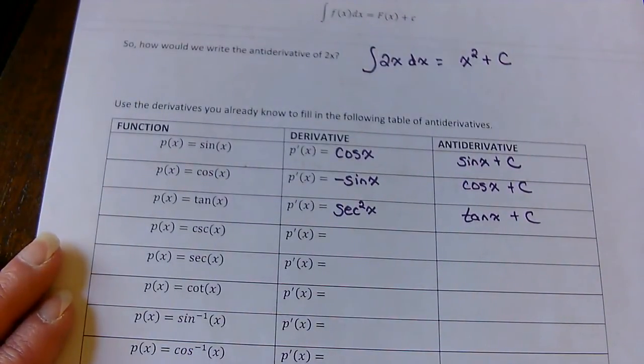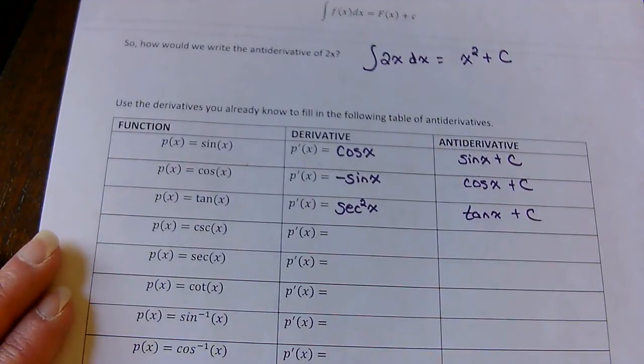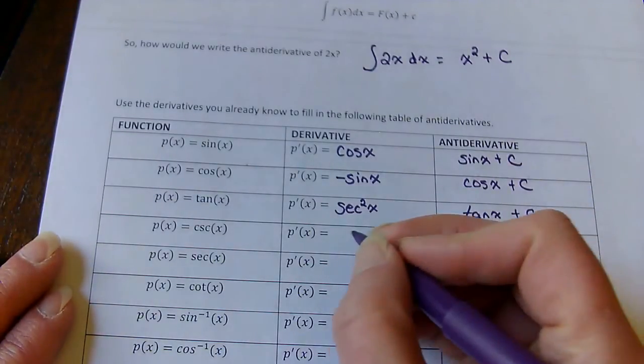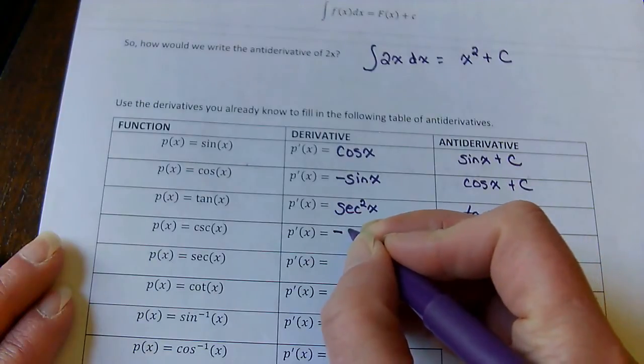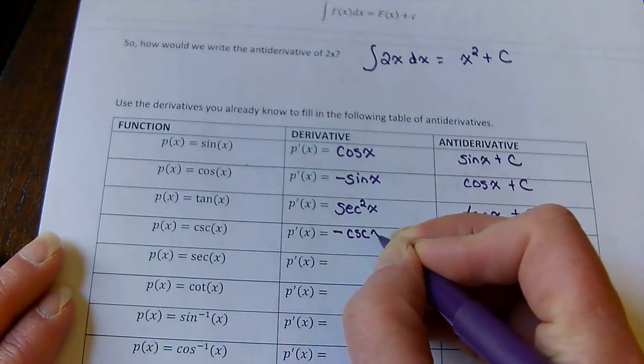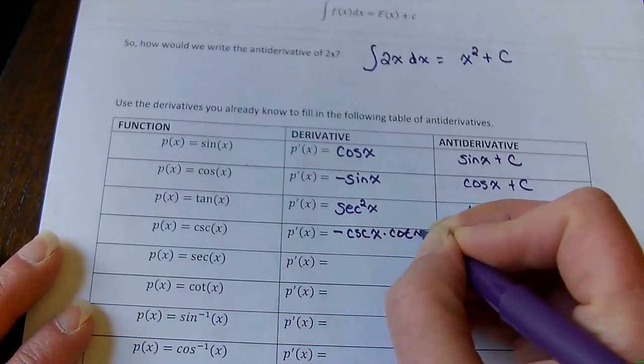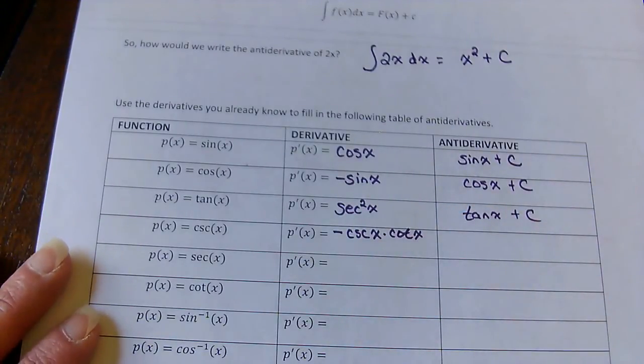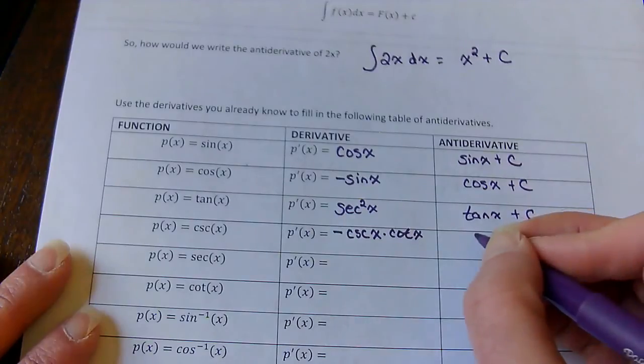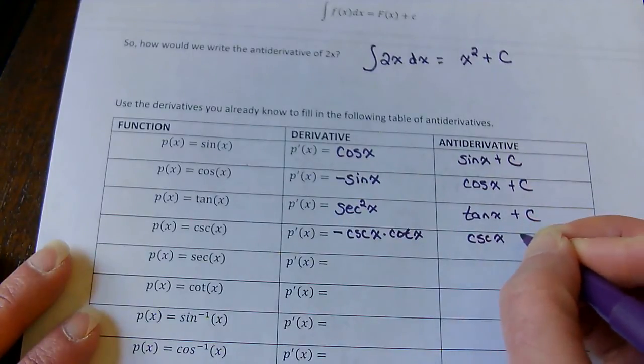Now, you've already taken notes on these before. And remember, if you ever forget what these are, cosecant is 1 over sine. You could then use quotient rule. The derivative of cosecant is negative cosecant x cotangent x. So if I was ever given that, I know that's cosecant x plus c.